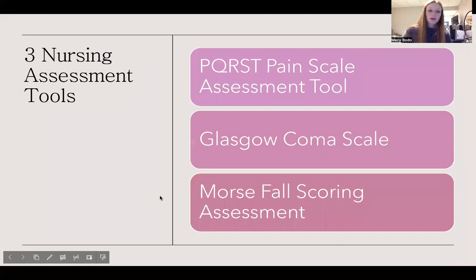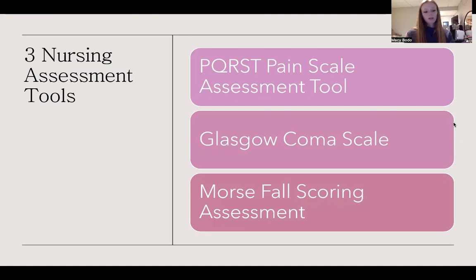In this presentation, I will be talking about three different nursing assessment tools. Let me move myself here so that way I am out of the way. I will be talking about the PQRST Pain Scale Assessment Tool, the Glasgow Coma Scale, and the Morse-Fall Scoring Assessment. These are all very important tools, and I specifically picked them because I feel like they are used frequently as well as they are really important.